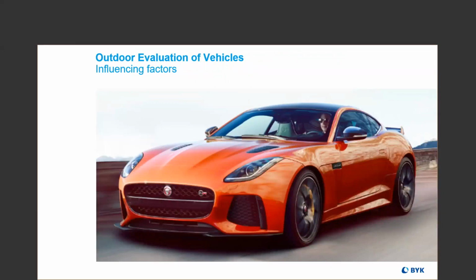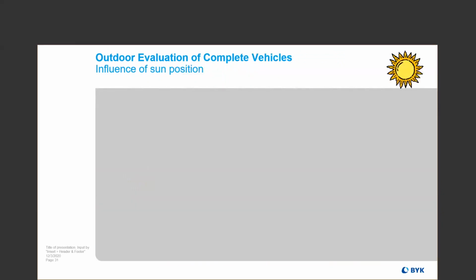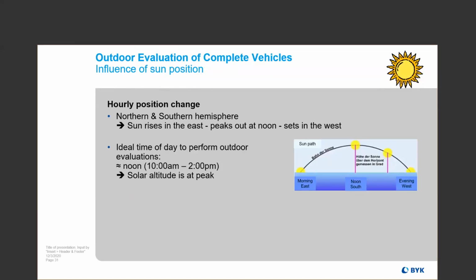So now we're going to talk a bit about outdoor evaluation of vehicles and some of the factors that influence what we see outdoors. One of the things that influences how we evaluate things outdoors is the influence of the sun position. So the sun is constantly changing position.